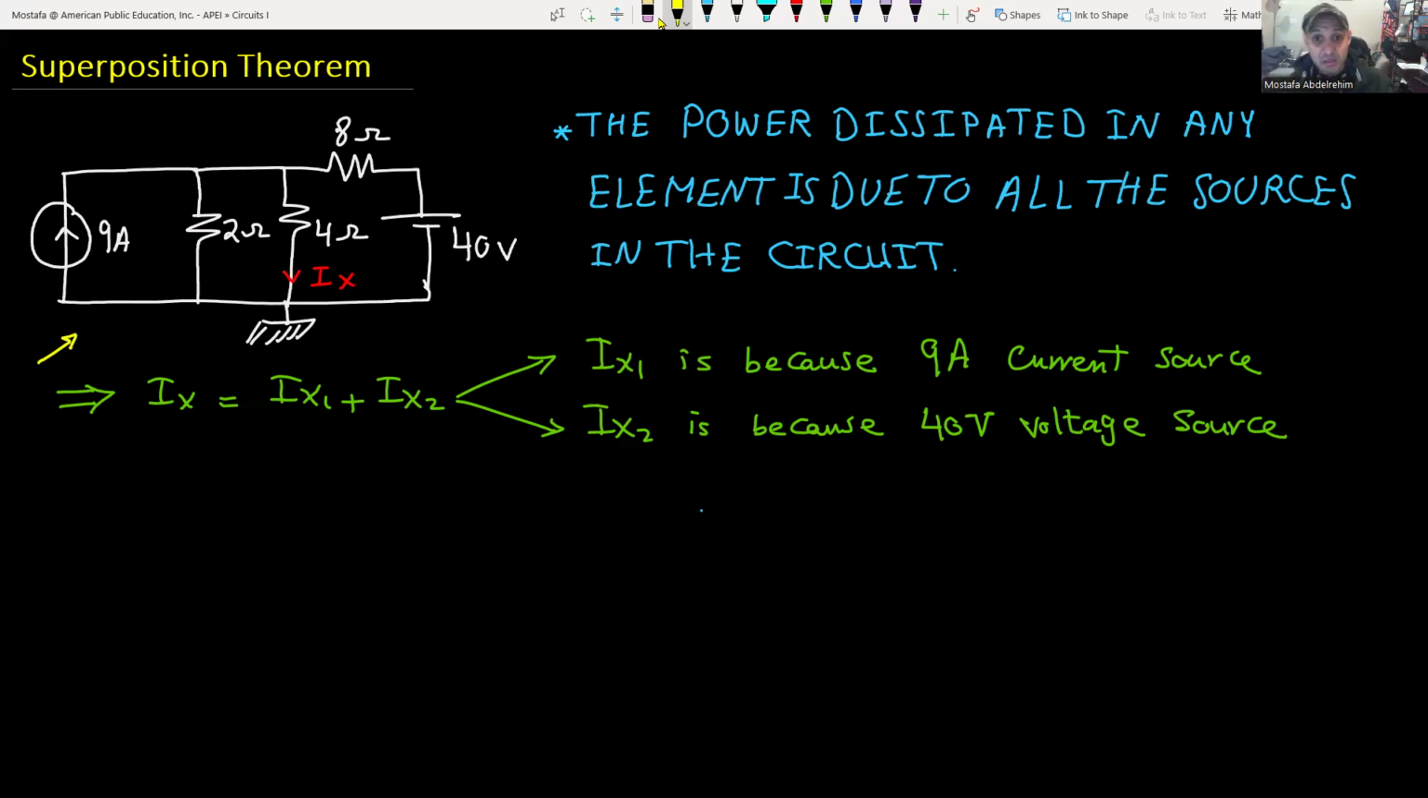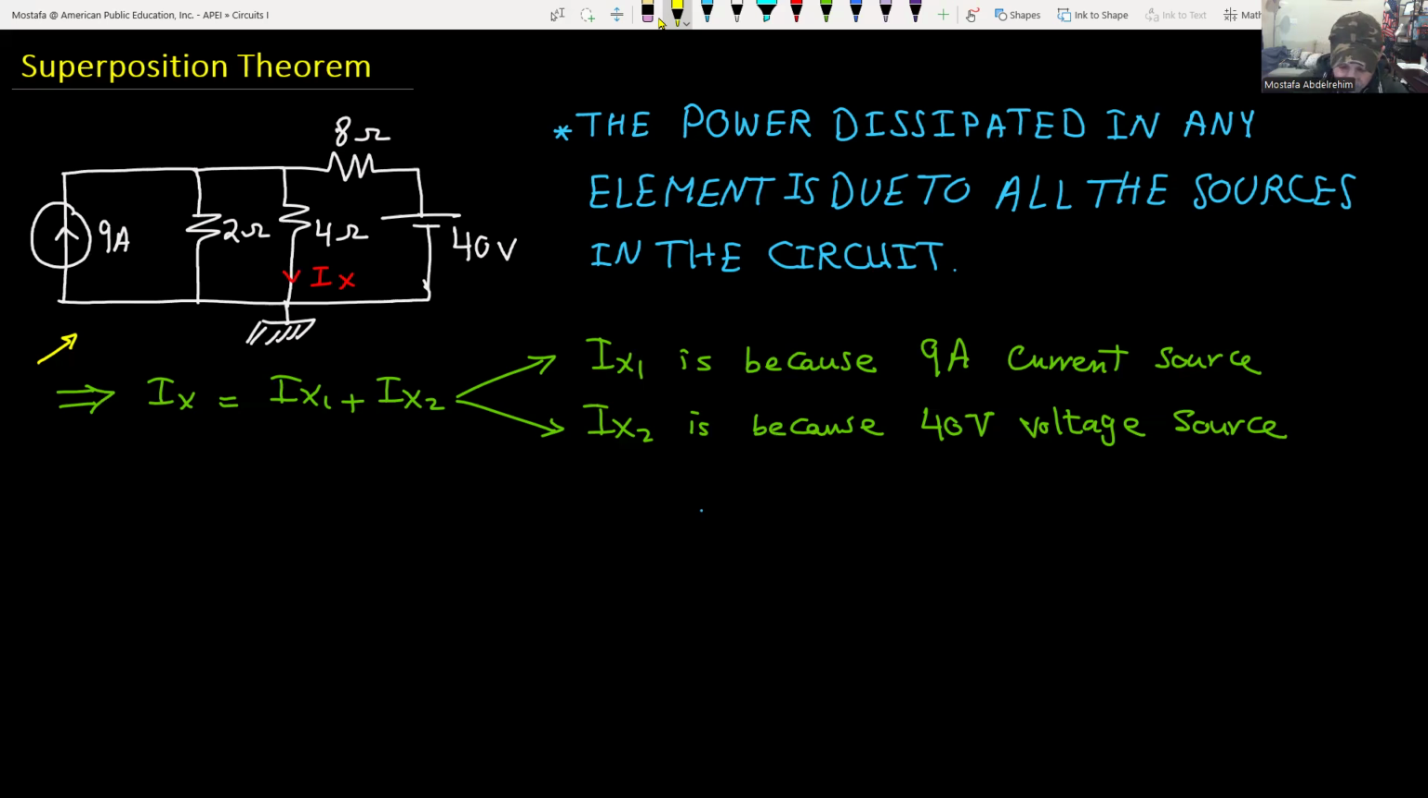For example, you can go down to the level of the charges of the current, and say some of these charges are there because of the 40 volt voltage source, and some of these charges are because of the 9 ampere current source. So each source contributes to the power consumed in any one of these resistances.